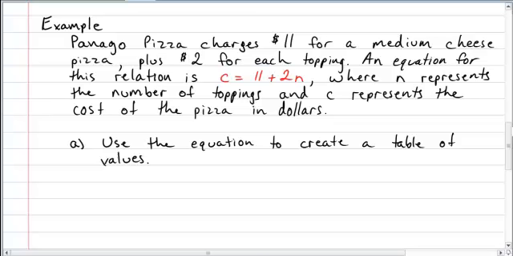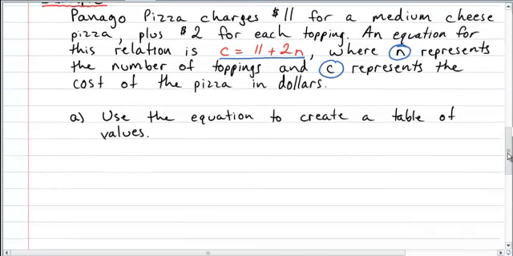Okay, now we're going to look at an example of taking a problem and creating a table of values based on a word problem. We look at this problem right now. We have Panago Pizza charges $11 for a medium cheese pizza, plus $2 for each topping. We have an equation for this relation, C equals 11 plus 2n, where n represents the number of toppings and C represents the total cost of the pizza in dollars. And we're going to use this equation to create a table of values.